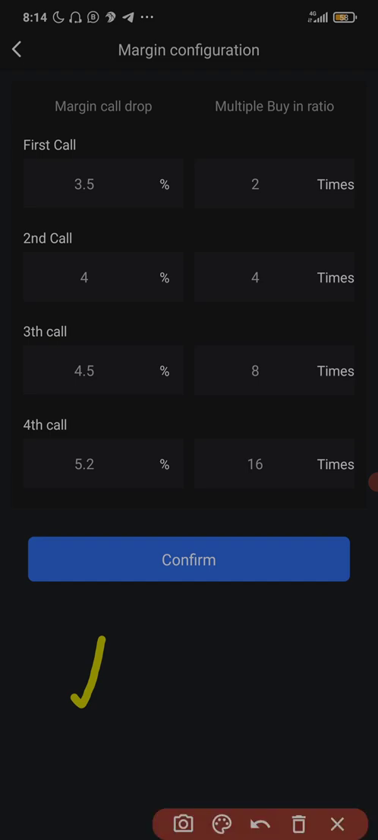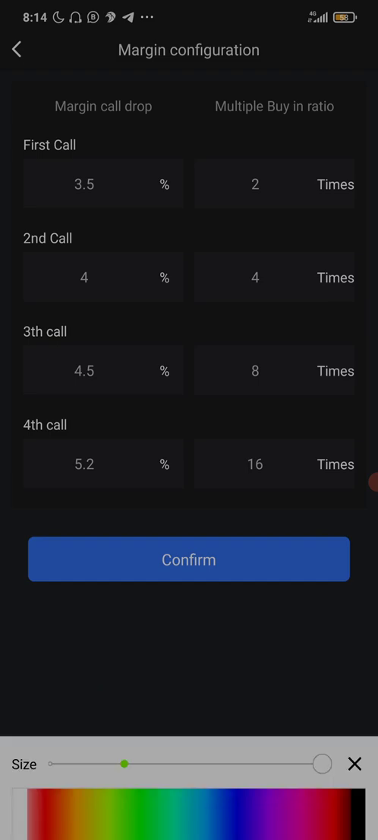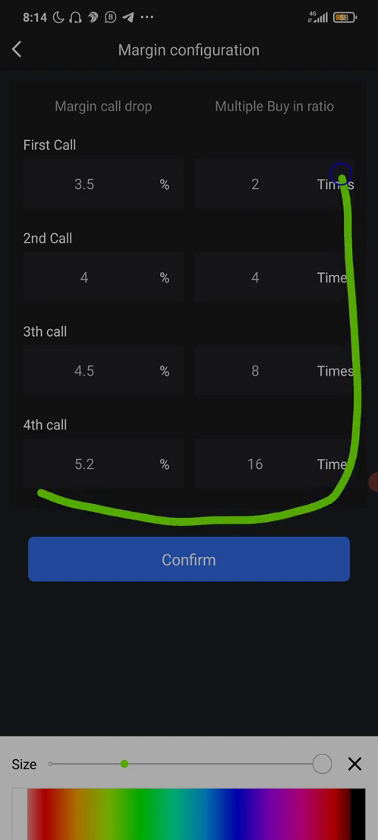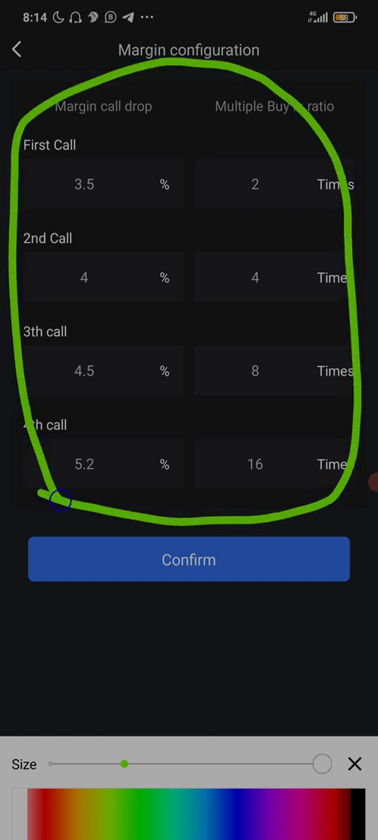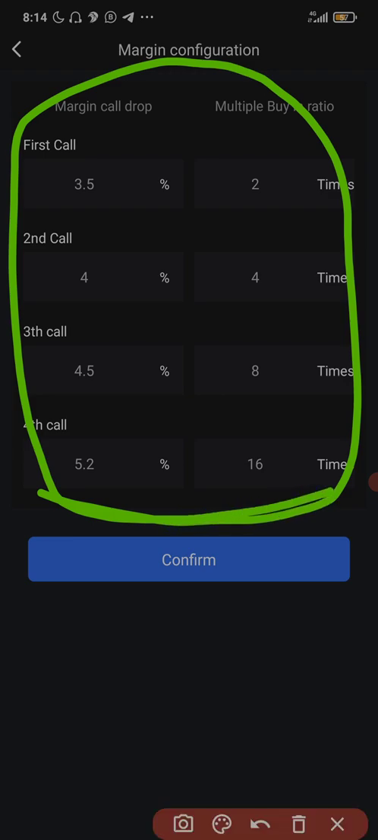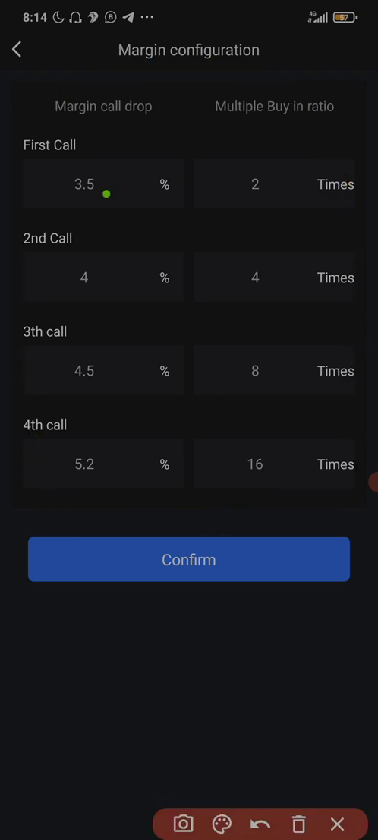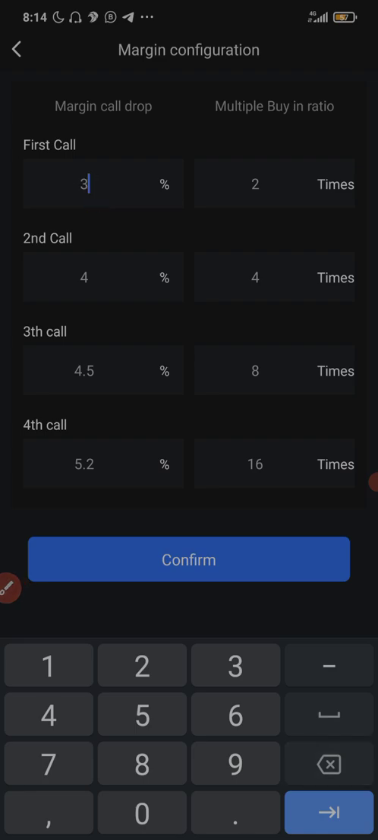Okay, but don't forget, I told you guys that if we are to stick to the default configuration, it's actually for huge capital. So we are going to edit, and use our own strategy. Let's just say the first call is 2, this 6, the fourth call 8. So we are going to tell this bot, first call, just buy 1.